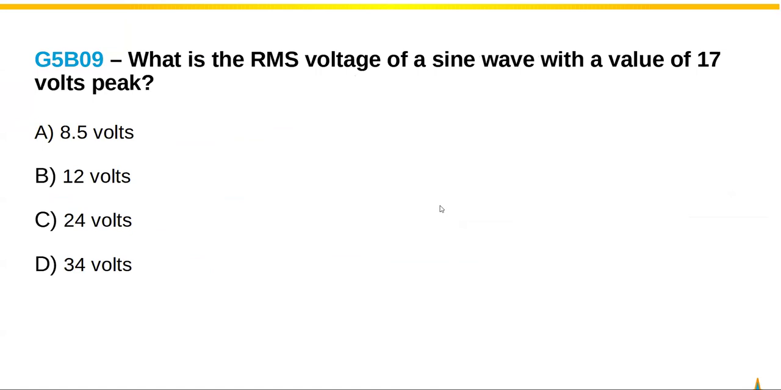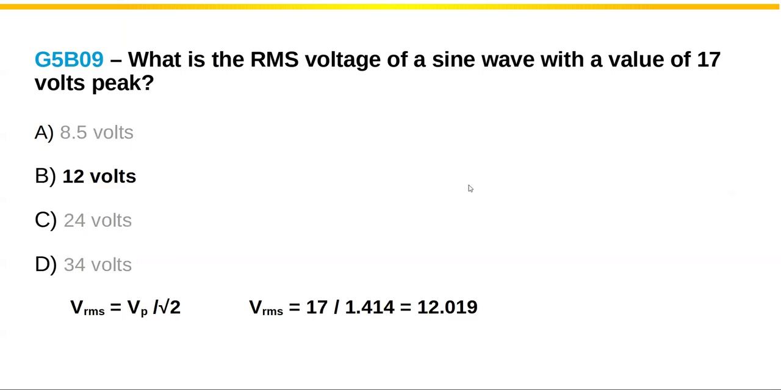What's the RMS voltage of a sine wave with a value of 17 volts peak? Well, you can throw Charlie and Delta away, right? It can't be higher. So it was 0.707 of 17, which is 12, or 8.5. Very good.